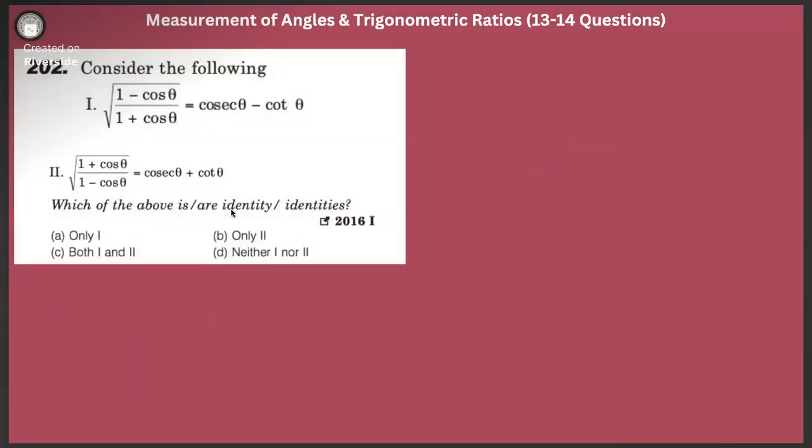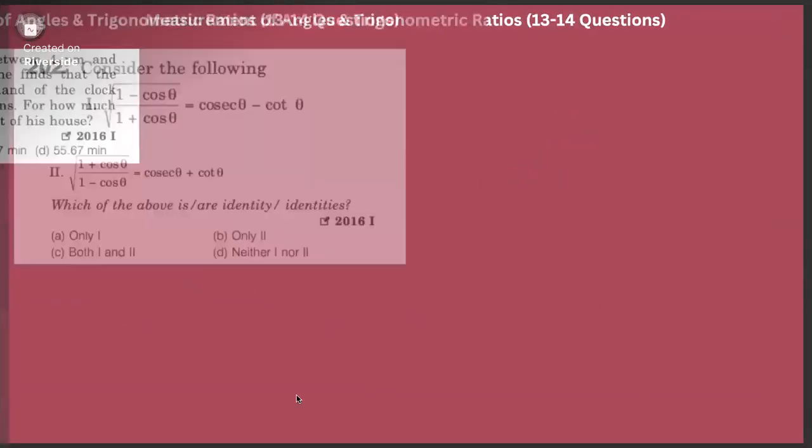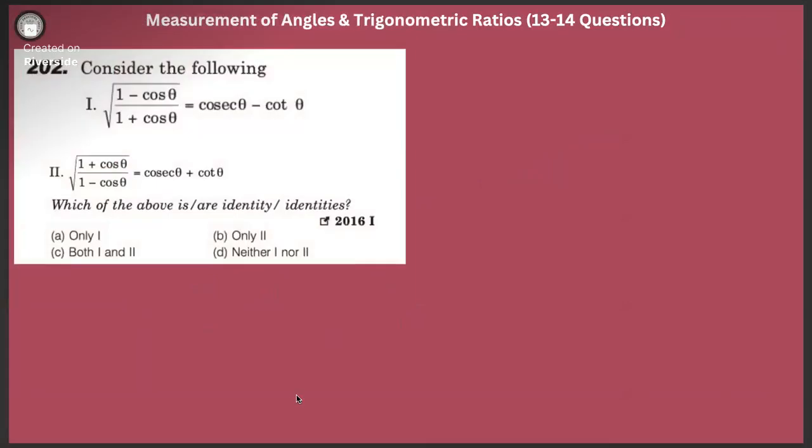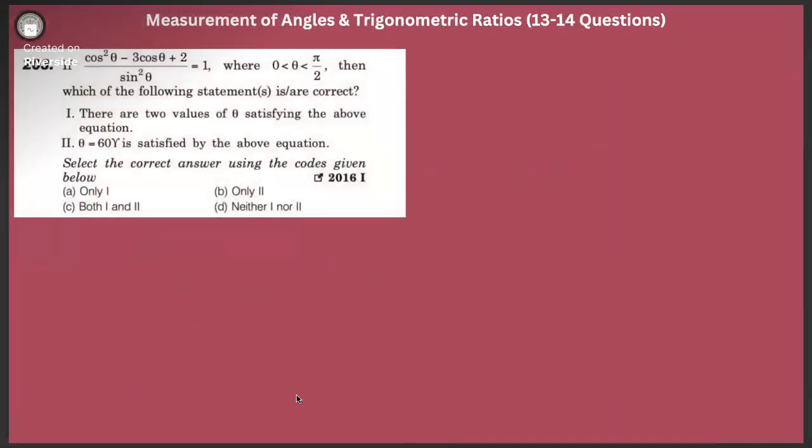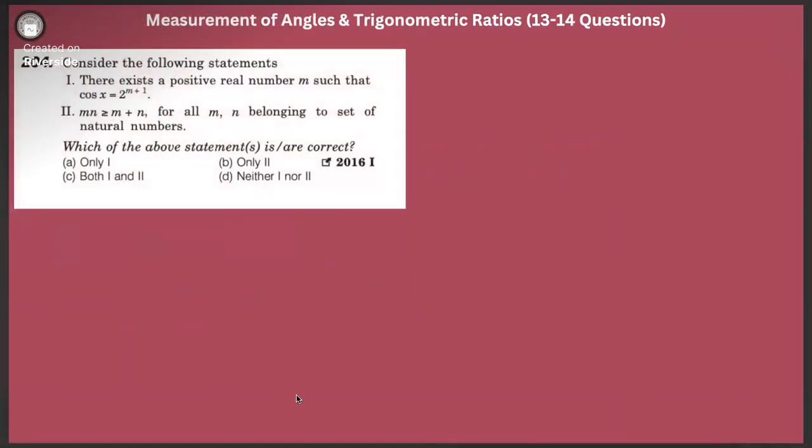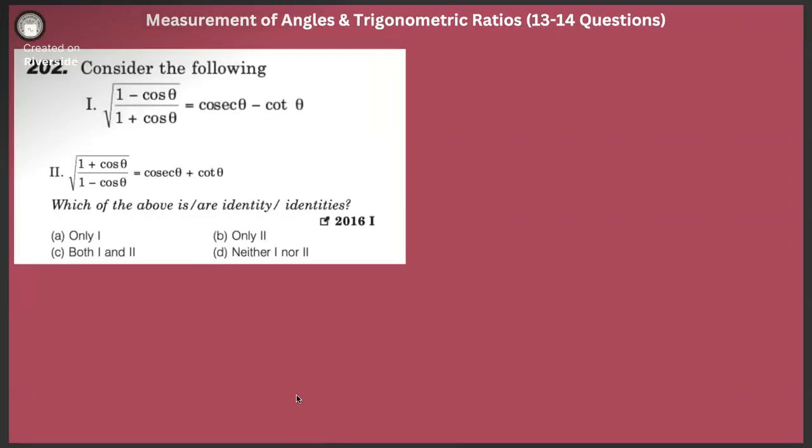All right. 1, 2, 3, 4. Don't take much of your time. We have 4 more questions. Let's go. This one is easy. True about the identity. There are two values. There exists a positive cos theta. These are easy.